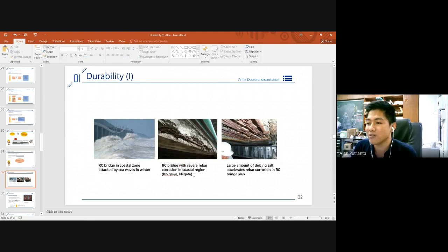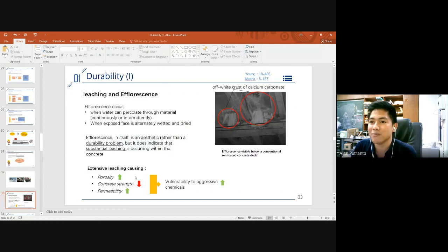Okay, and then the second one is the surf rebar corrosion in a coastal region. That's why I want to discuss just a little bit about our midterm case. I just want to know what kind of defect may happen to our structure. Okay, and then a large amount of deicing salt accelerated rebar corrosion in a reinforced concrete bridge slab. Okay, next we're talking about leaching and efflorescence.